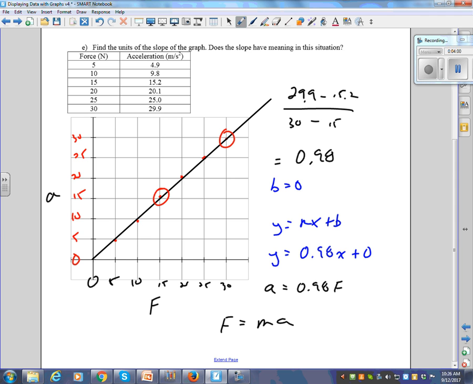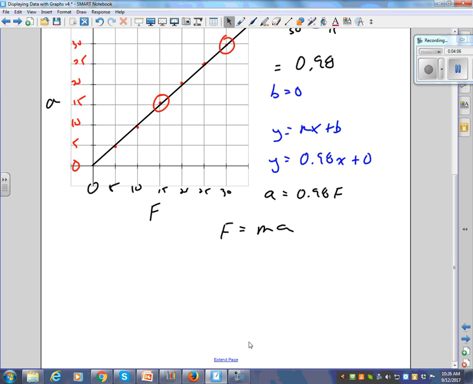Mass times acceleration? So here, could I rearrange this so that it matches that? Like if I put F there, how do I get F all by itself? I'd have to divide by 0.98, right? Divide by 0.98 is equal to F.